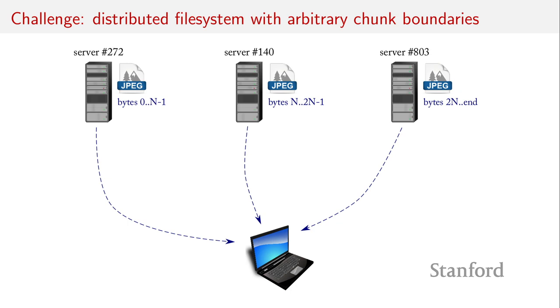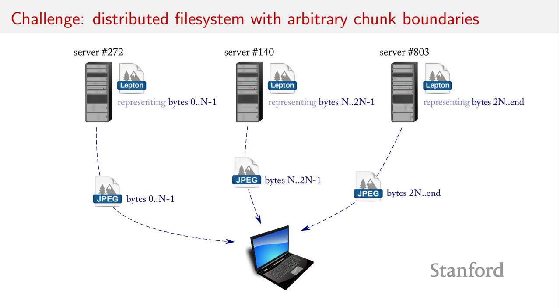So when your computer wants to retrieve a file from Dropbox, it goes out to separate backend file servers, and it asks for different chunks, different blocks of the file. So you can imagine it would be nice to be able to compress them and turn each chunk into a correspondingly compressed chunk. We call this Lepton. A Lepton file representing a certain number of bytes of the original file. But then when the client downloads it, it ends up getting the original JPEG piece of the original file. This is the way it would have to work.